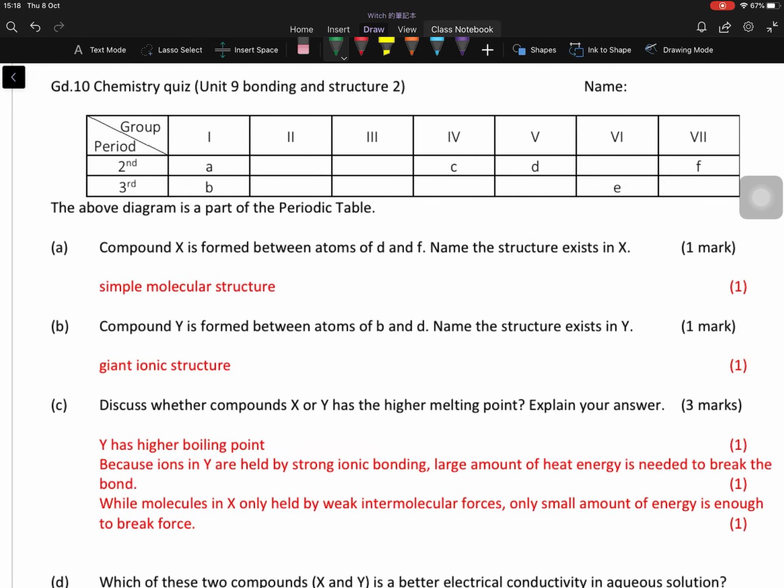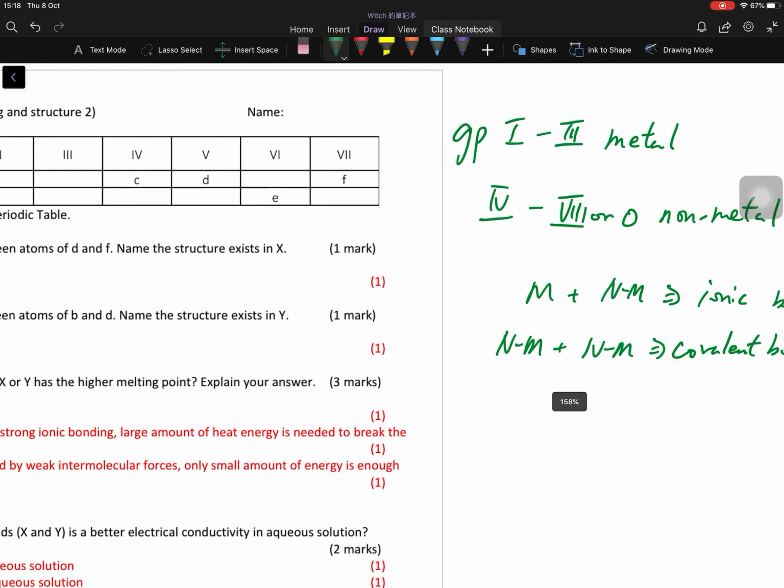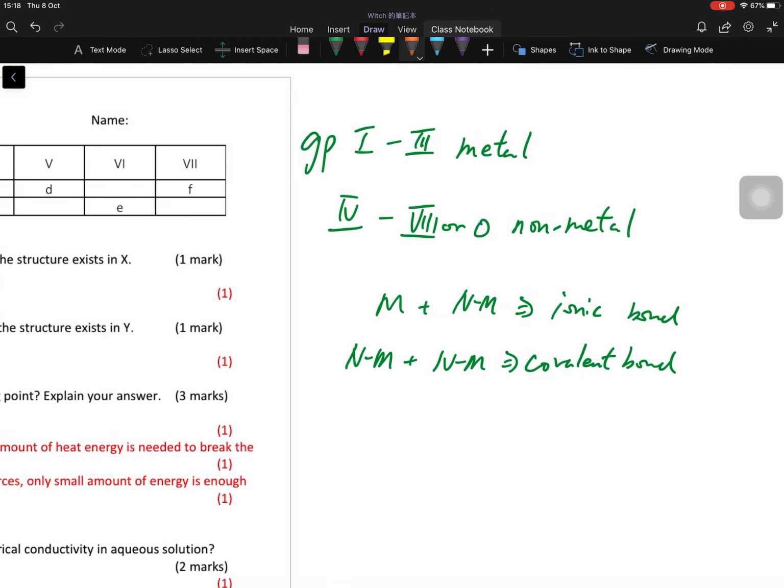So this is the revision for the quiz. Okay, let's check the answers. Now, before we come across the answers, here I assume something you must remember. The first one is you should remember that groups 1, 2 and 3 are metals and the rest of them should be non-metals. This is the first point I want you to memorize.